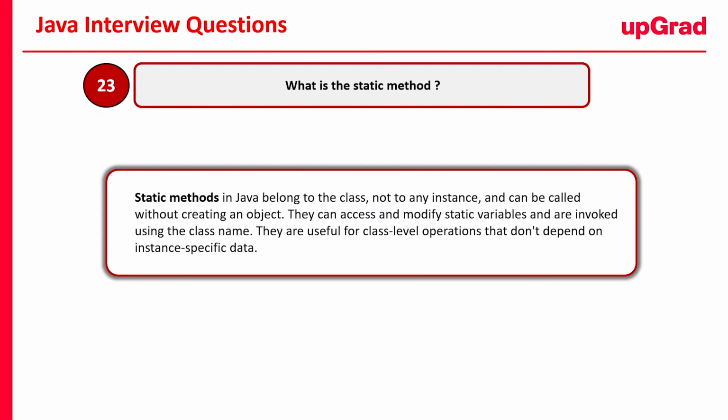The main advantage of static methods is their ability to work with static data members, which makes them efficient for tasks that involve class-wide data and don't need to interact with instance-specific details. This type of response is concise and clearly explains the nature and use of static methods in Java.